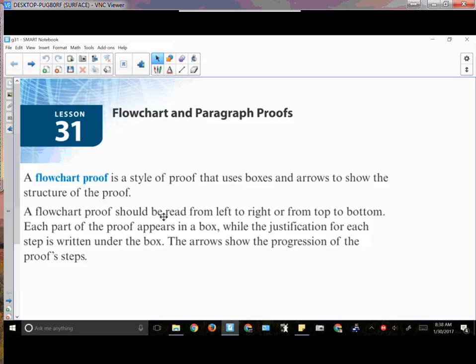In a two-column proof, we can write things out of order, but as long as we've got all the pieces there, we can make a conclusion. Now, with the flowchart, we have to make sure that we put it in the proper order, going from step 1 to step 2 to step 3.